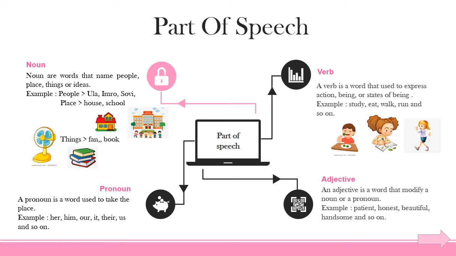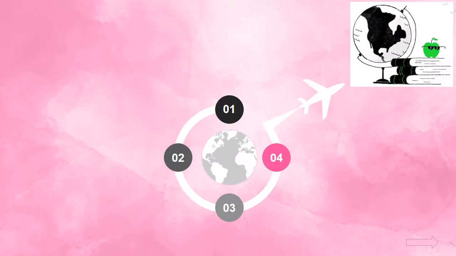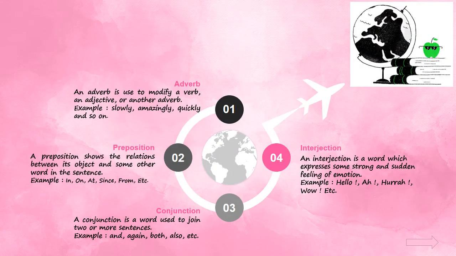Next, adjective. An adjective is a word that modifies a noun or a pronoun. For example, patient, honest, beautiful, handsome, and so on. Okay guys, the next one is adverb. An adverb is used to modify a verb, an adjective or another adverb. For example, slowly, amazingly, quickly, and so on.